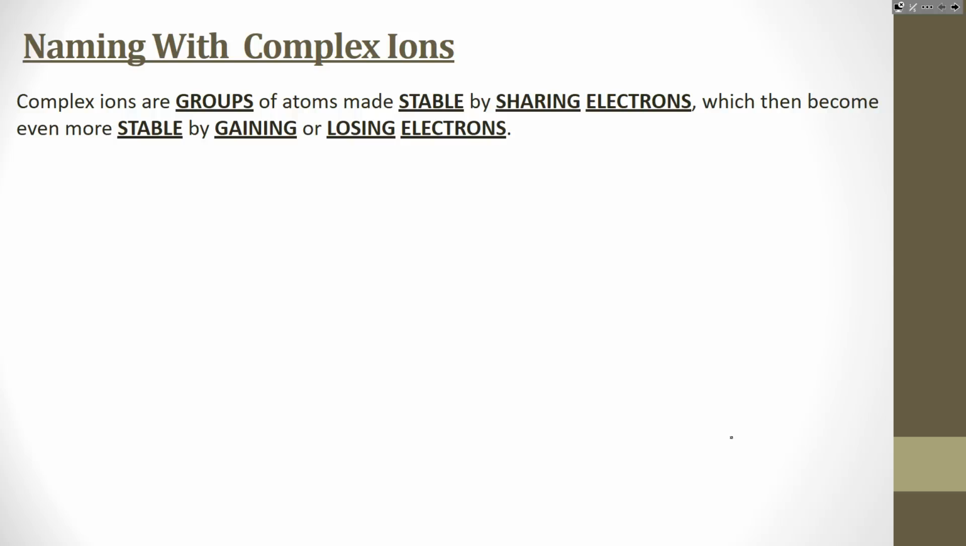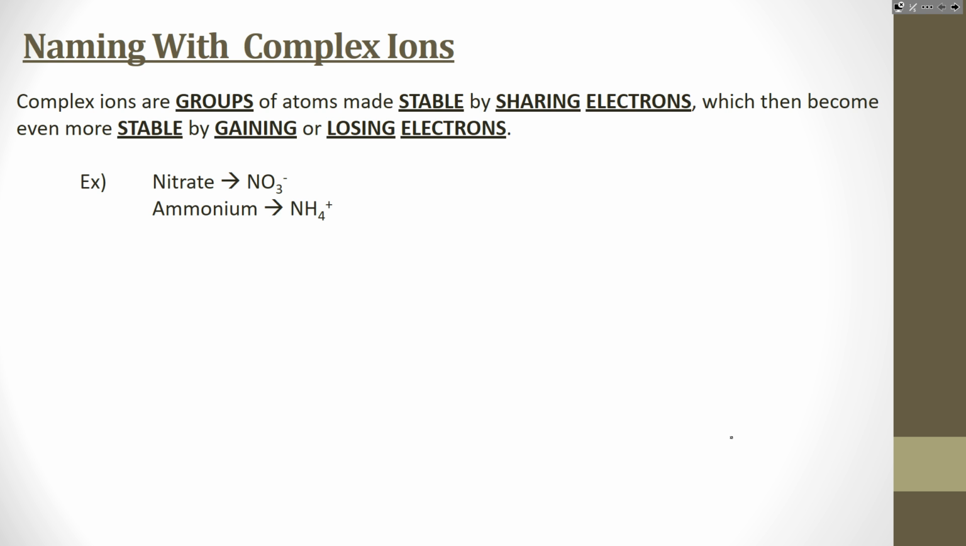So far we've been looking at just binary ionic compounds, where you have one metal atom as an ion and a non-metal ion. But now we can actually have groups of elements that are made stable by sharing their electrons and then gaining or losing some electrons as a group. So some of the common ones you may or may not have heard of before.